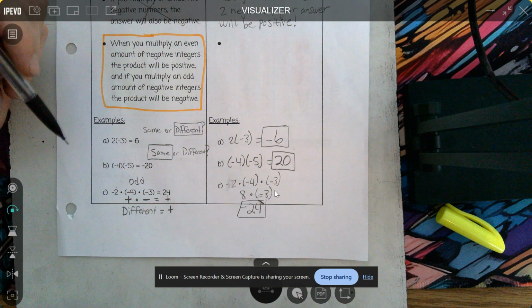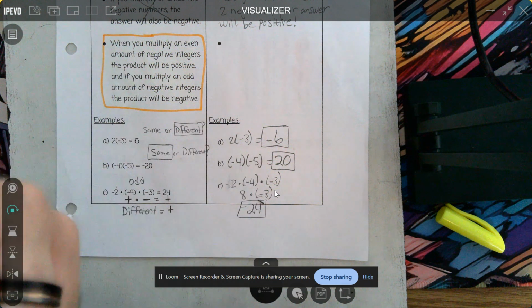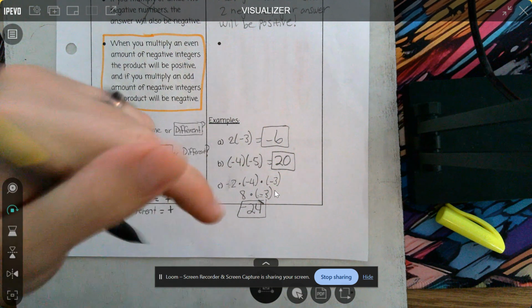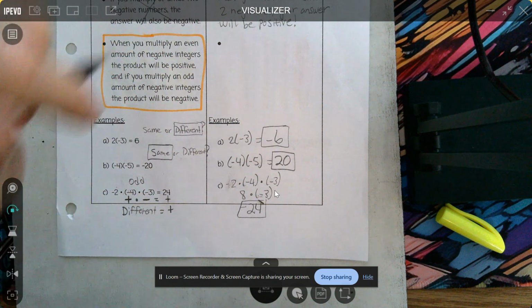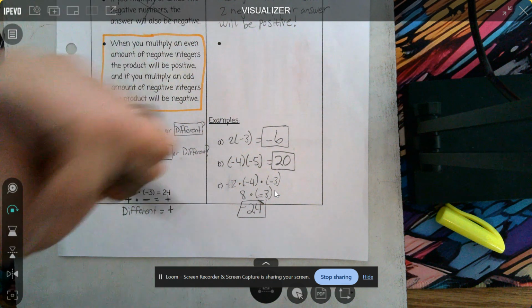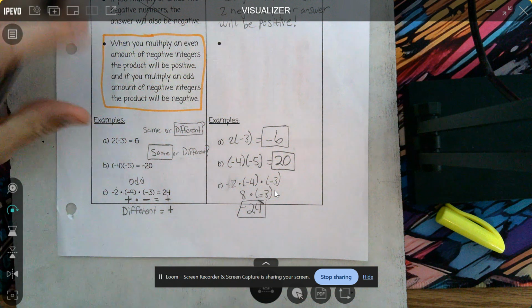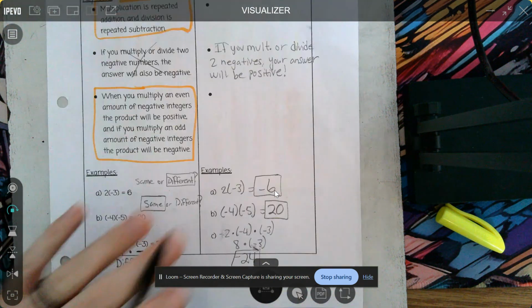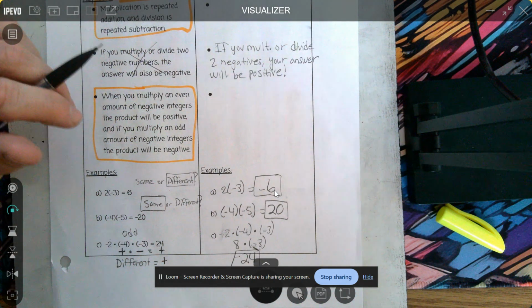Okay, so same signs positive, different signs negative. Same signs positive, different signs negative. That will always be true for multiplying and dividing. Okay, that is it for 2.1 selfie notes. So you guys should go do the must do.